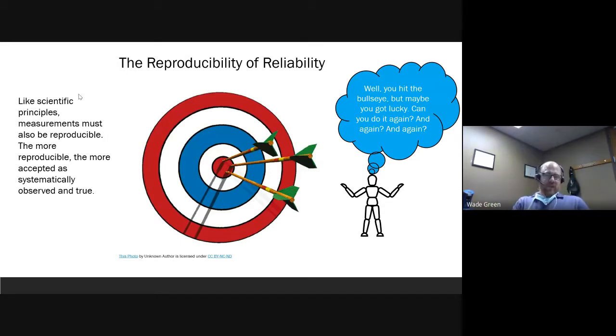So we can see our little stick figure here in the slide saying, well, you hit the bullseye, but maybe you got lucky. Can you do it again and again and again? So very often, just like with our measurements, we expect our scientific literature to have a high level of reliability as well. And we accomplish that through the reproduction of studies, over and over again, to establish a reproducible principle within the scientific method. Obviously, so here with reliability, we are attempting to produce a consistent measurement that is valid and do it repeatedly.